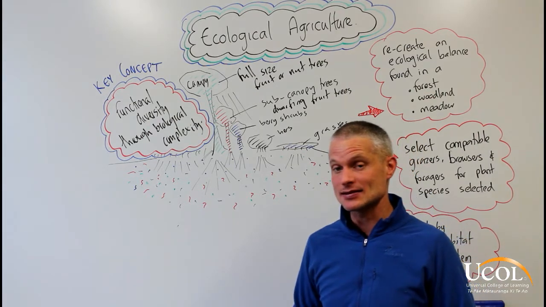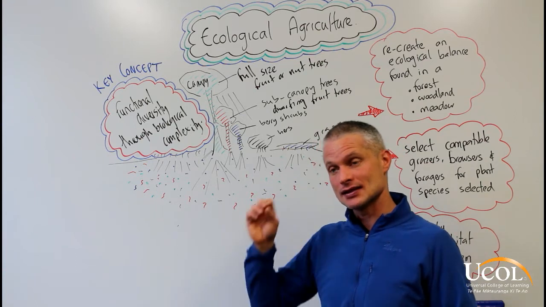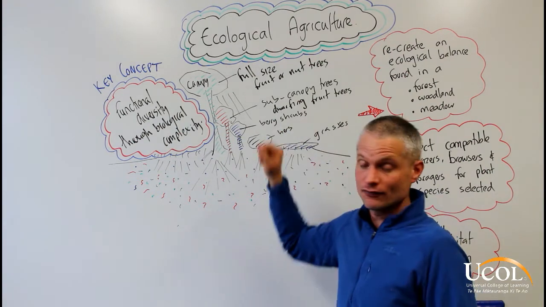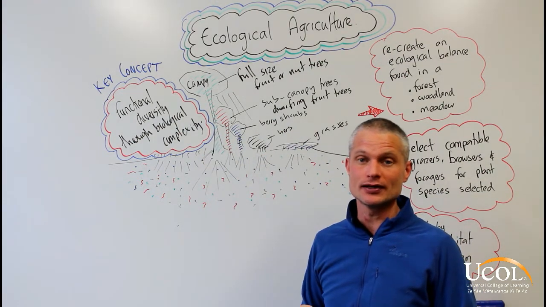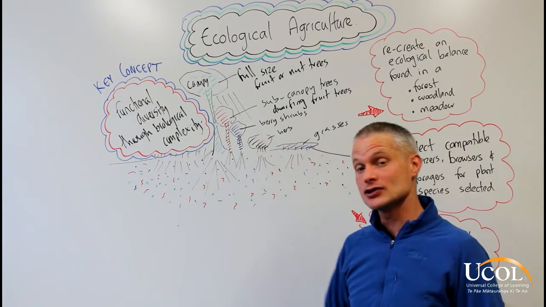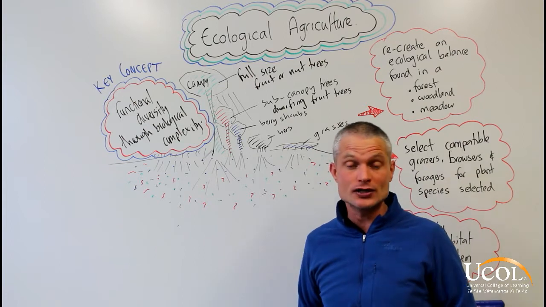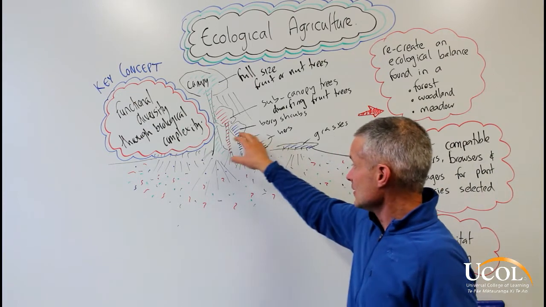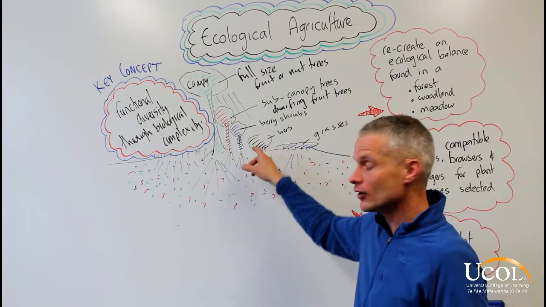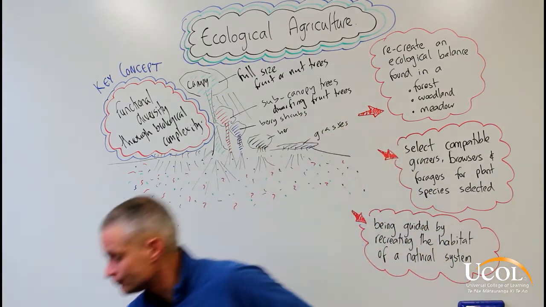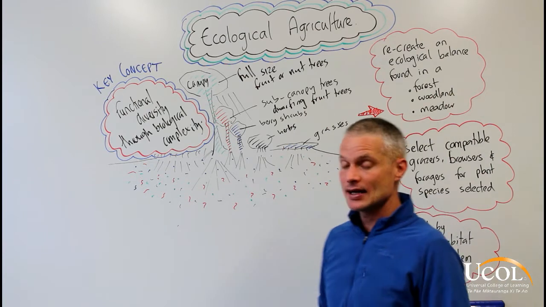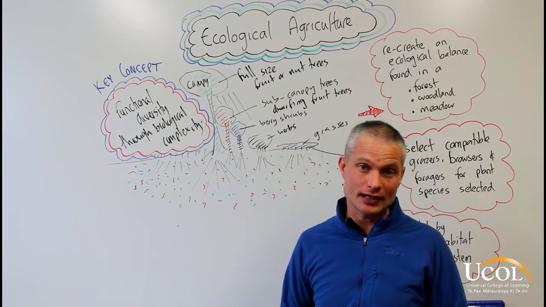So when we look at that system, we can then substitute out the species that you would normally see with agriculturally productive ones. So the full-size trees, for example, you can substitute with full-size fruit trees or full-size nut trees. The sub-canopy trees you can substitute for fruit trees that are on dwarfing rootstock. The shrub layer you can substitute for various berry plants. And then you've got herbs and grasses that you can select for various agriculturally productive ones too.